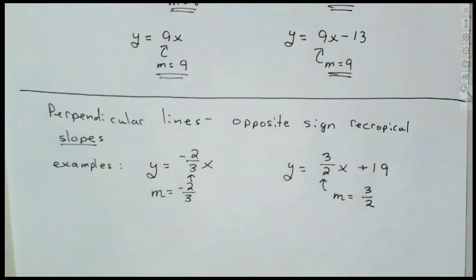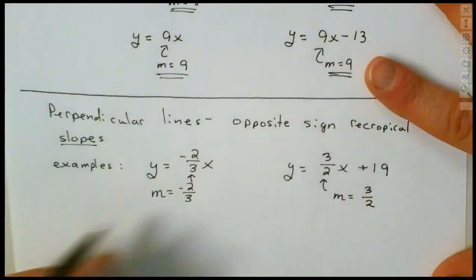Now, these are going to be perpendicular. Why? They are going to be perpendicular because they have to be opposites in signs. Are they opposite in signs? Is one positive, one negative? Yes. Are they reciprocals, meaning you flip the fraction over? Yes. Okay, so they are opposite in signs and they've been flipped over. Therefore, they are perpendicular.